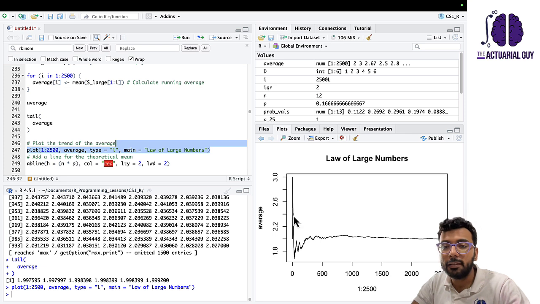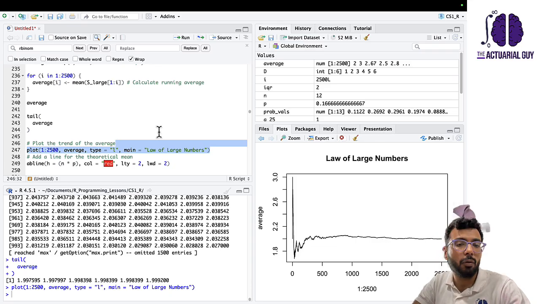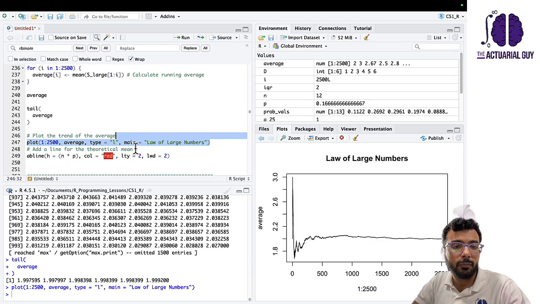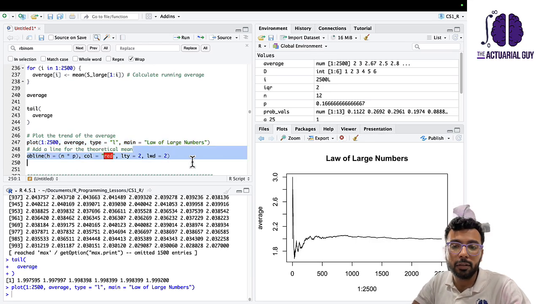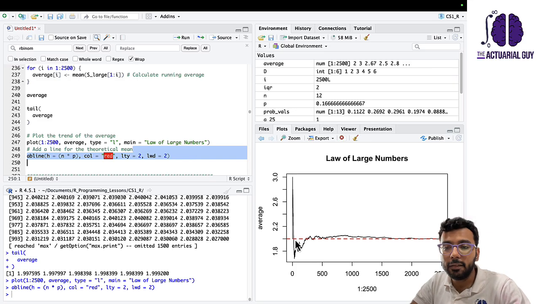So if you see, this is how my mean is going. It's sort of converging towards 2. The fluctuation has reduced a lot eventually. In the starting, there's a lot of fluctuation, but after almost 1500 values, it's steady at almost 2. If I add a line of the theoretical mean here, see, this is your theoretical mean. In the beginning, it's very far from the theoretical mean and fluctuating, but eventually it has converged.